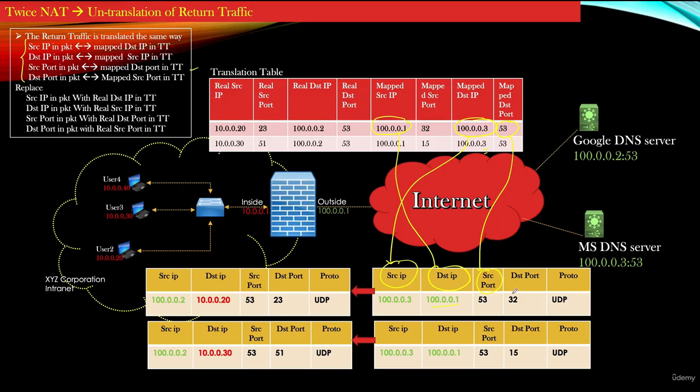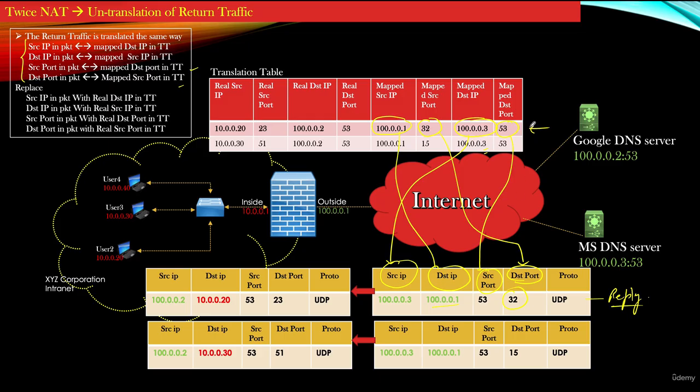The destination port number in the packet, which is 32, must be the same as the mapped source port number in the translation table. So the mapped source port number in the translation table is 32, and it is this entry which breaks the tie between the two rows of the translation table. So now we know that it is the first row which matches the corresponding fields in this packet, right? This is the reply packet from the DNS server, right?